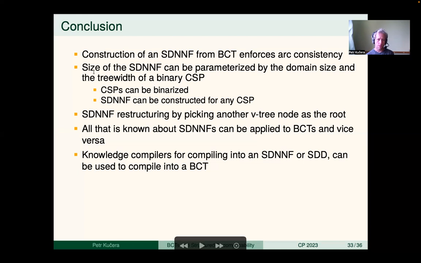As a side effect, we also get that the knowledge compilers that compile into an SDNNF, like maybe from a CNF, for example, or into, say, a structured decision diagram, can now be used to compile into a binary constraint tree.